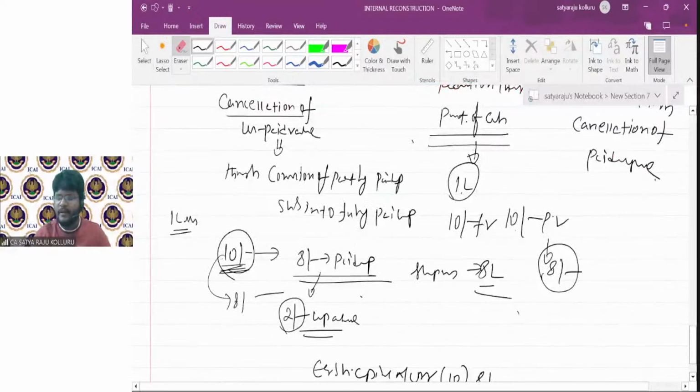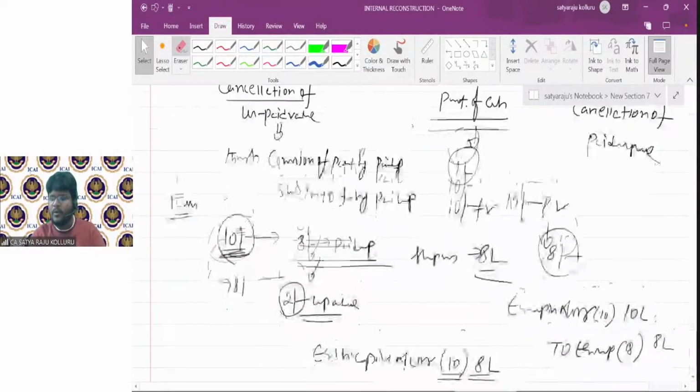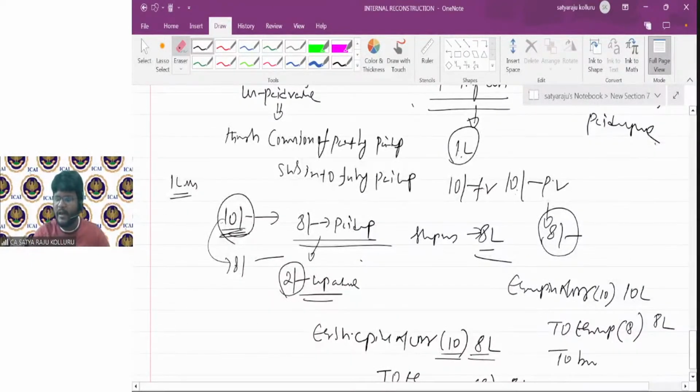Then what is the journal entry, sir? Equity share capital account debit. First, 1 lakh into 10 rupees paid up, that is 10 lakhs, face value earlier 10 rupees. Now to equity share capital, the face value will become 8 rupees, which is 1 lakh into 8, means 8 lakhs. Sir, what about the remaining 2 lakhs? It is paid in the form of cash, to bank 2 lakhs.